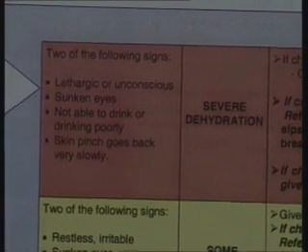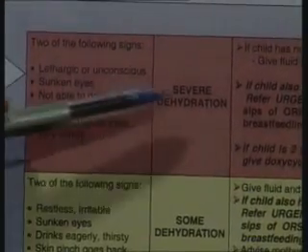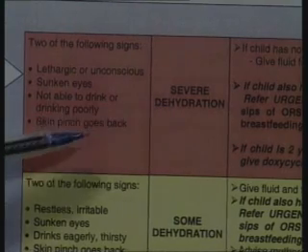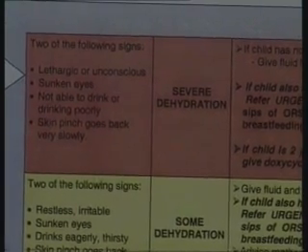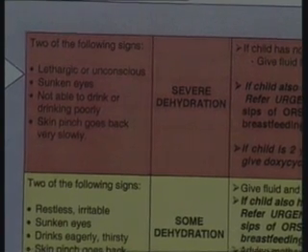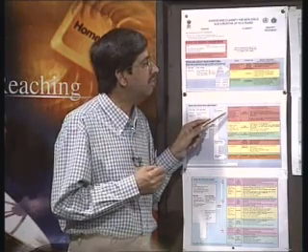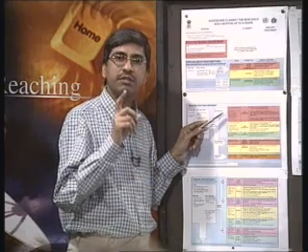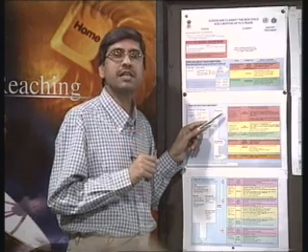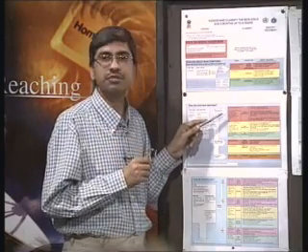Please remember, in cough or difficult breathing we used to have one sign to make the classification. Here we have to have two signs, then only we will make the classification of severe dehydration. Dr. Prasad said that these signs, used in combination, have very high sensitivity and specificity. Like a severely malnourished child may have sunken eyes. So if we take only one sign, that will not satisfy the classification of severe dehydration. We have to have minimum two signs to put it into severe dehydration.